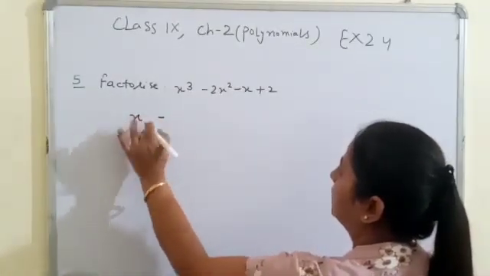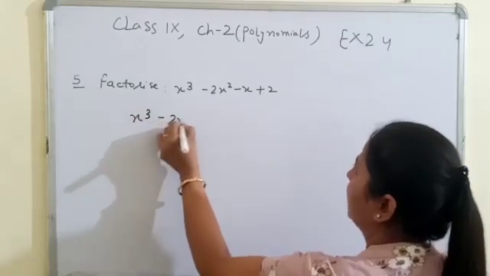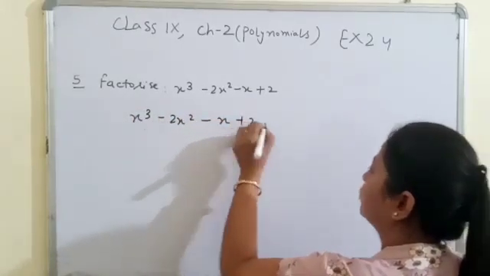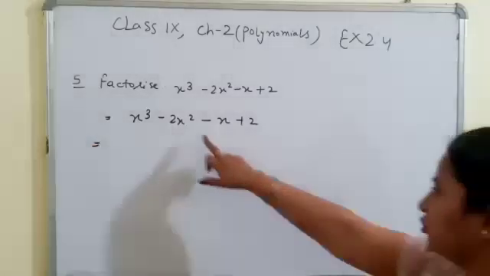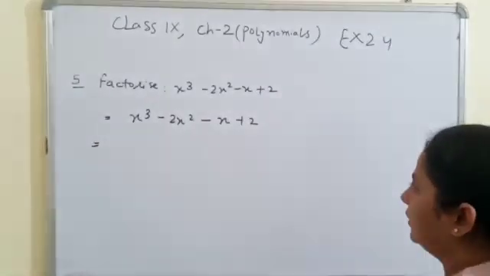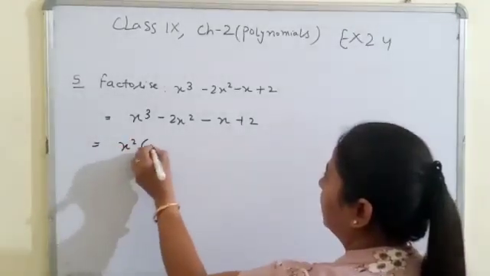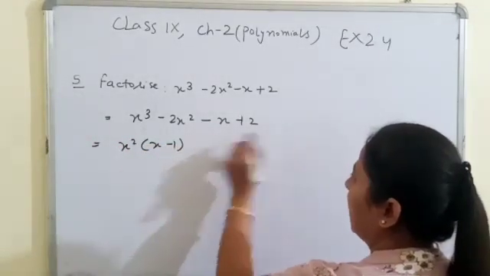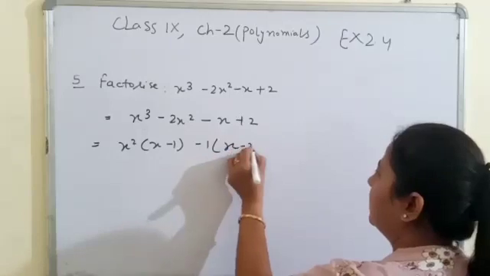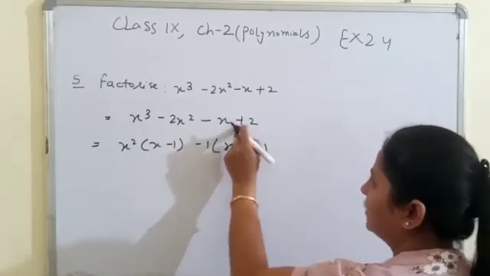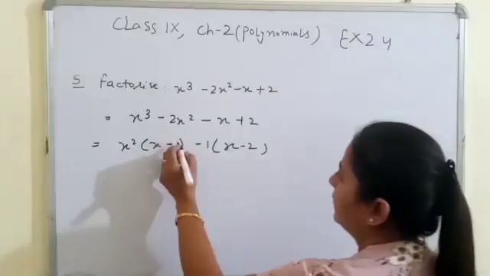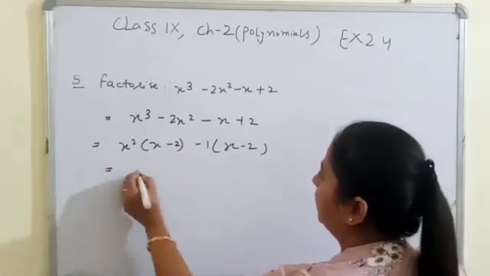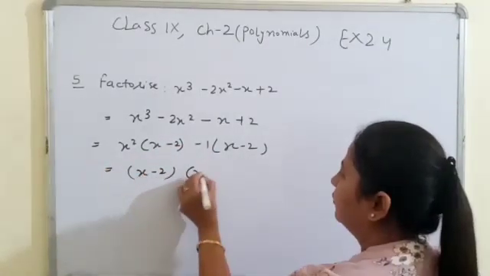x³ minus 2x² minus x plus 2. From the first two terms we can take x² common, because x² is common in the first two terms, x minus 2, and from the last two terms we can take minus 1 common, so change the sign of the 4th term. You can see here, x minus 2 is common for both.